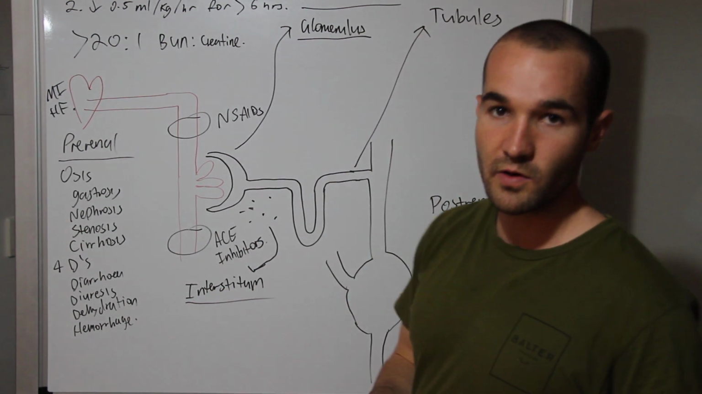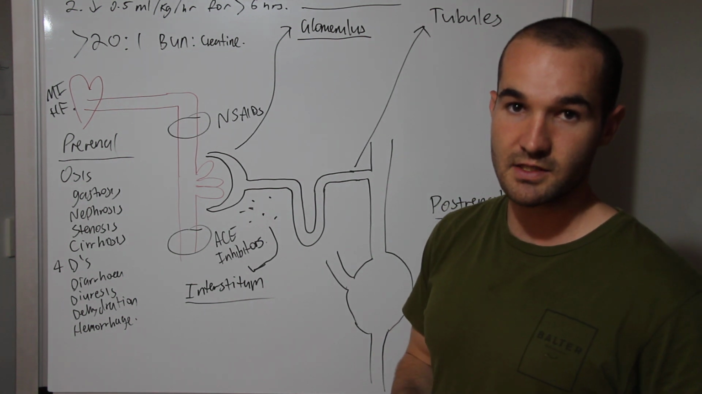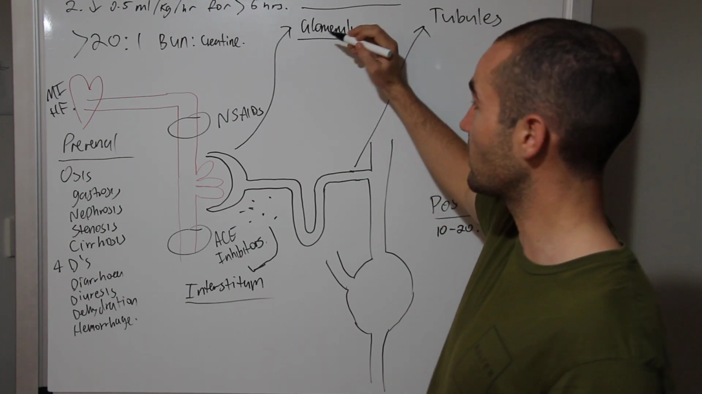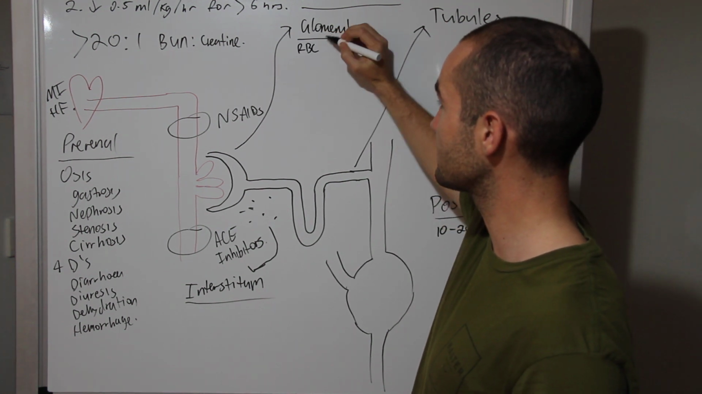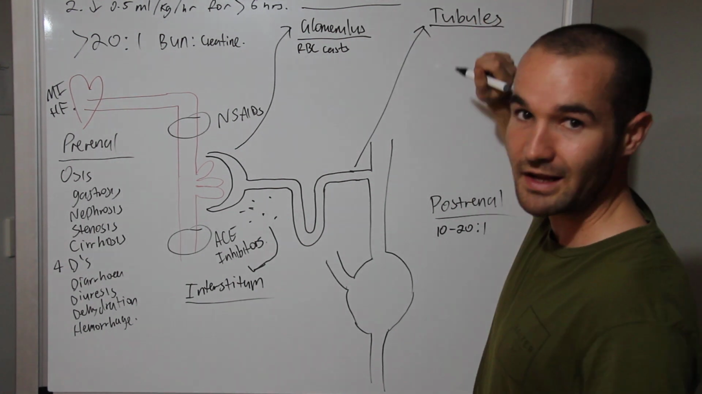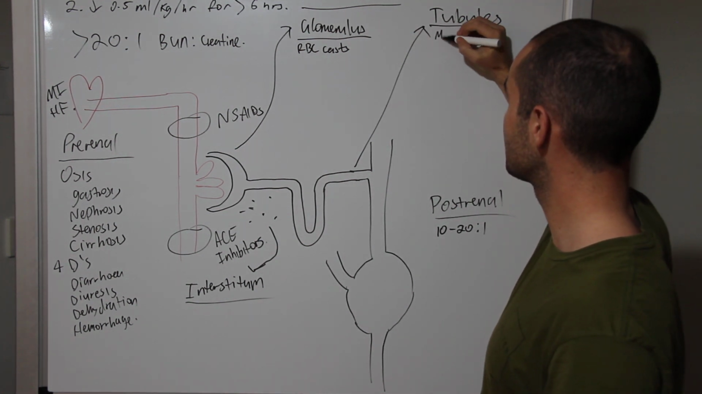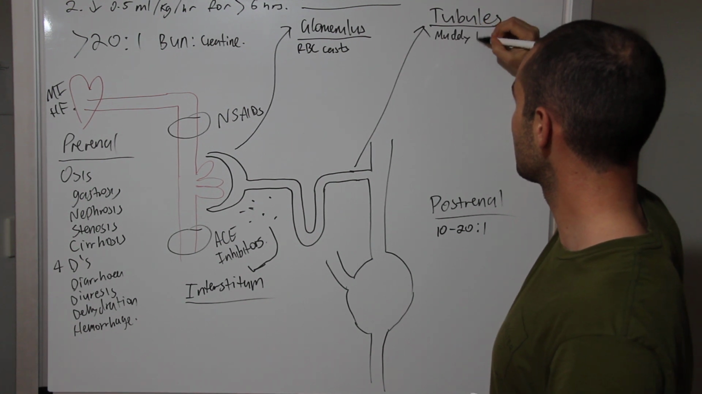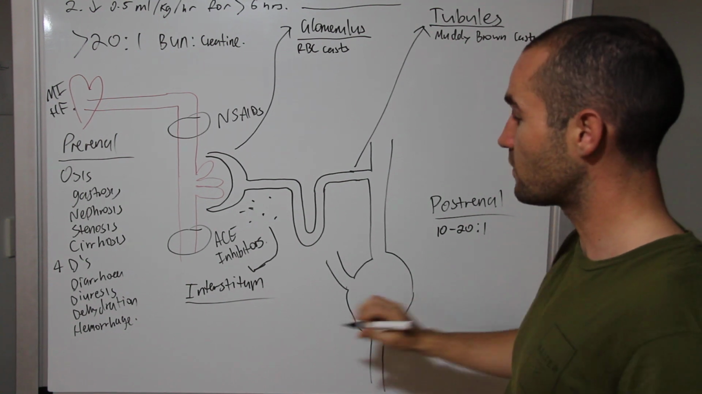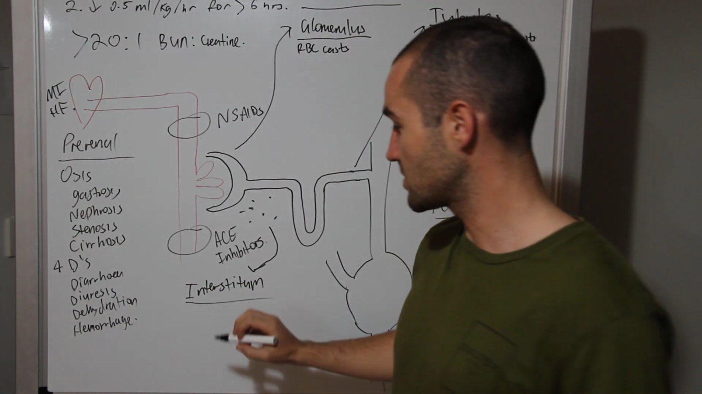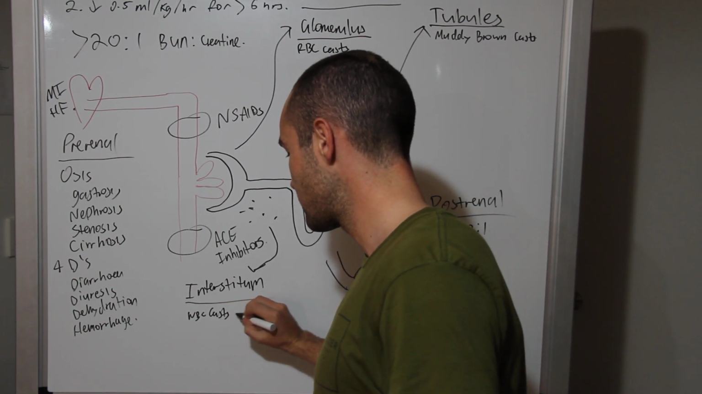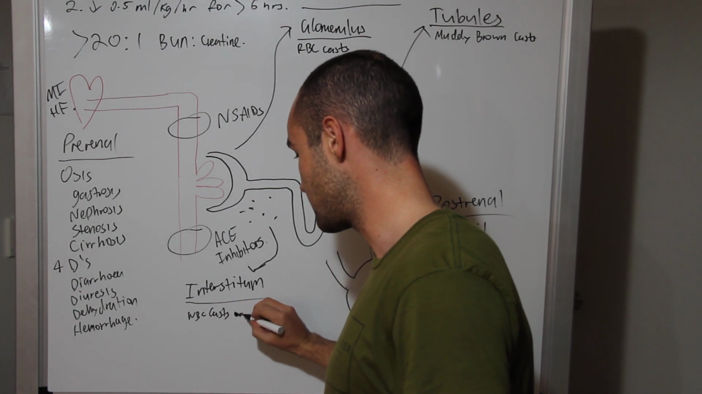So you're going to order your urine microscopy and you're going to get back your casts. The casts are going to show one of three things. Either you've got a glomerular problem and you're going to get red blood cell casts, or you're going to get a tubular problem and you're going to get muddy brown casts. Or finally, you're going to get an interstitial problem, and that's going to show white blood cell casts or eosinophils.